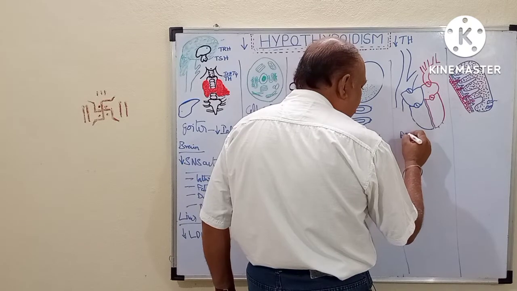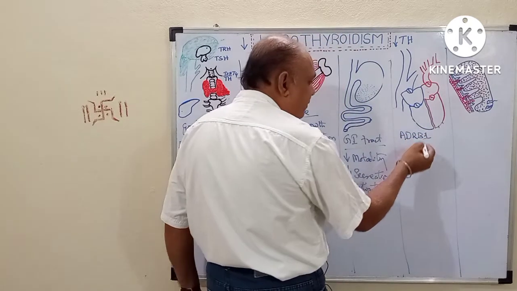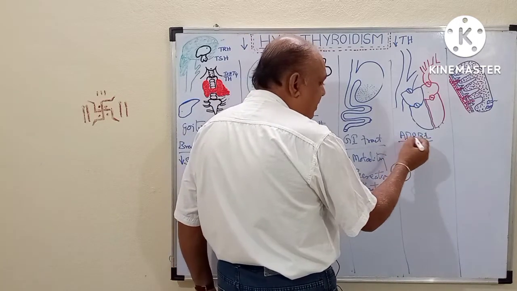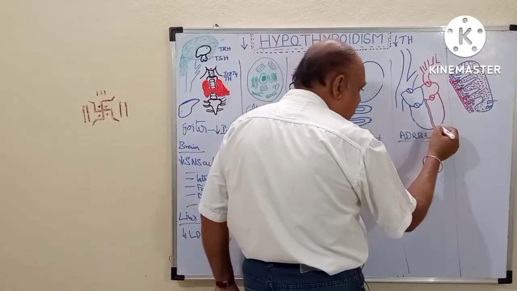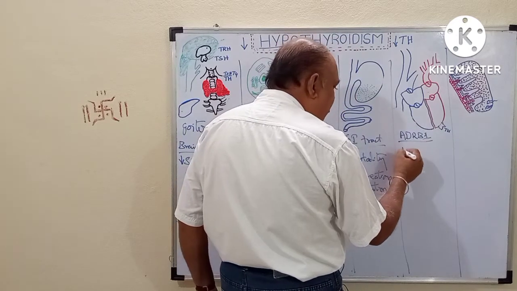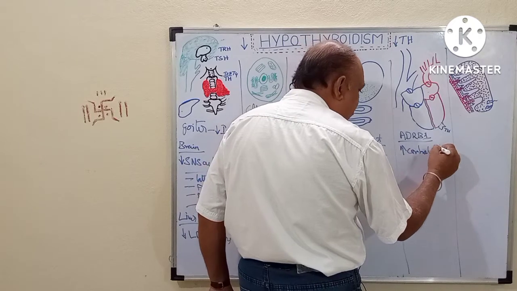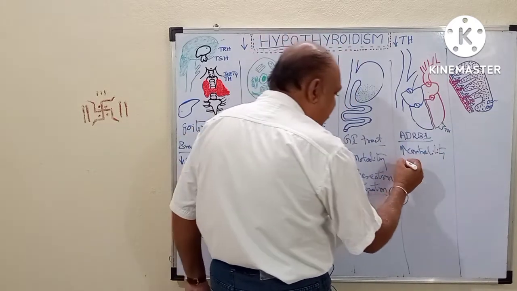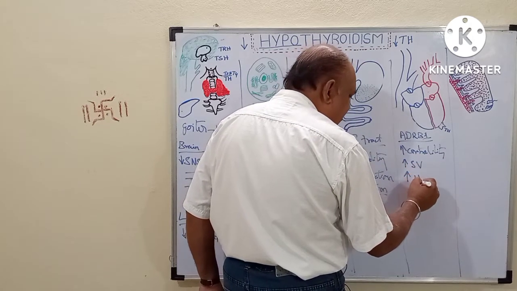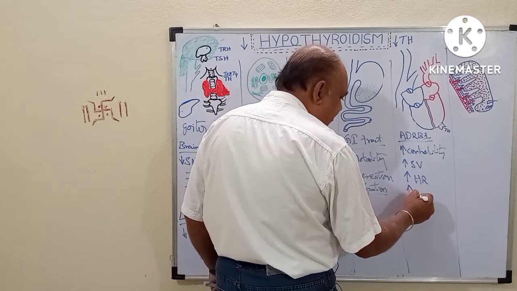Now let's see how thyroid hormone will affect normal cardiac output. If you remember, in the functions of thyroid hormone, we studied the ADRB1 receptor, which is the beta-1 adrenergic receptor. This will help the thyroid hormone to increase the contractility of cardiac muscle, which in turn increases the stroke volume, which in turn increases the heart rate, which in turn increases the blood pressure.